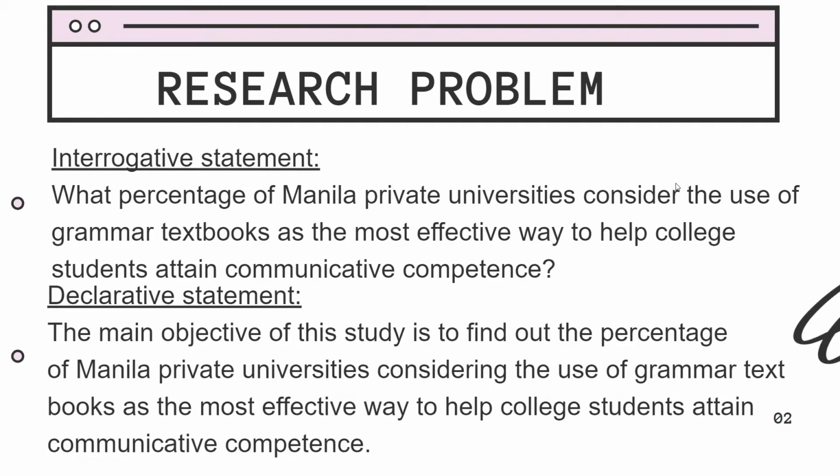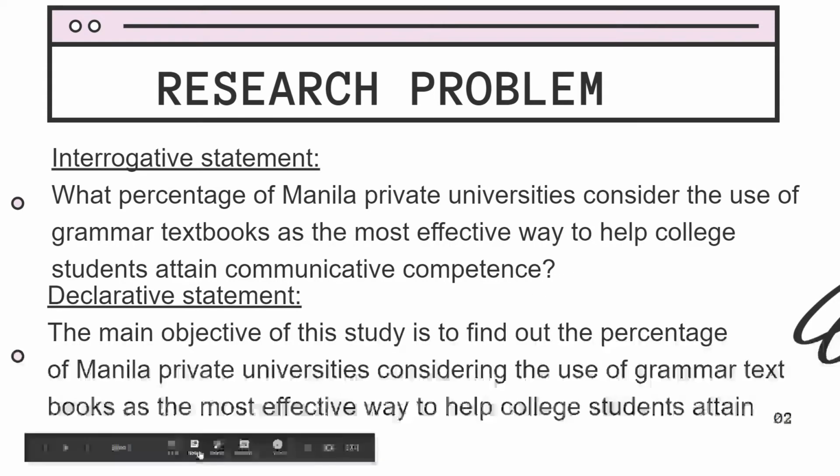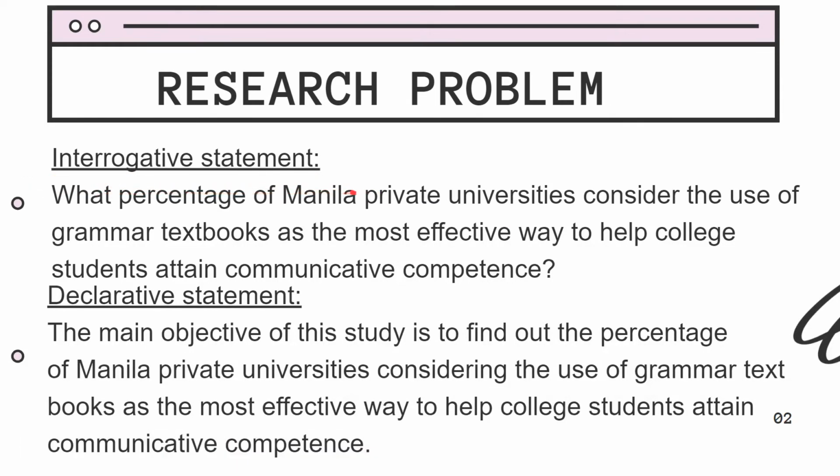So there are two ways to state the research problem. First, we have the interrogative statement. When we are stating the research problem as an interrogative statement, we are stating it as a question. So for example, what percentage of Manila private universities consider the use of grammar textbooks as the most effective way to help college students attain communicative competence? So here, in this example, we are using the interrogative statement.